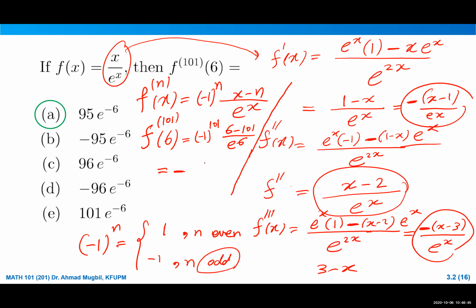It will be negative, 6 minus 101. It will be what? 95 with negative over e to the power 6. So this negative times negative will be positive 95. This will be e to the power negative 6 because it was in the denominator. I can write it in the denominator, and this is exactly what we have here.